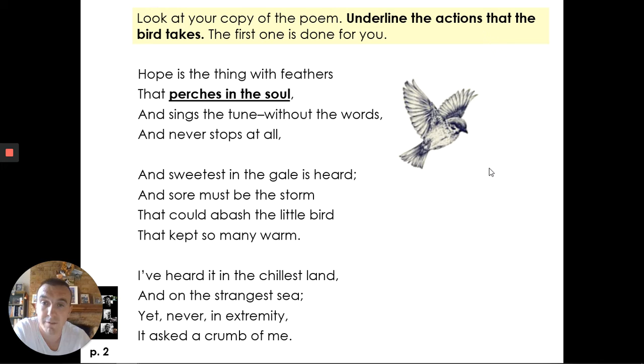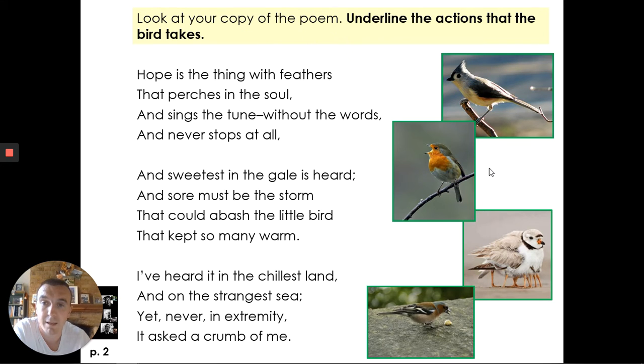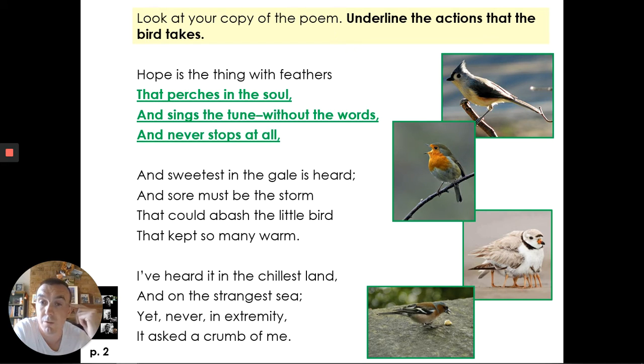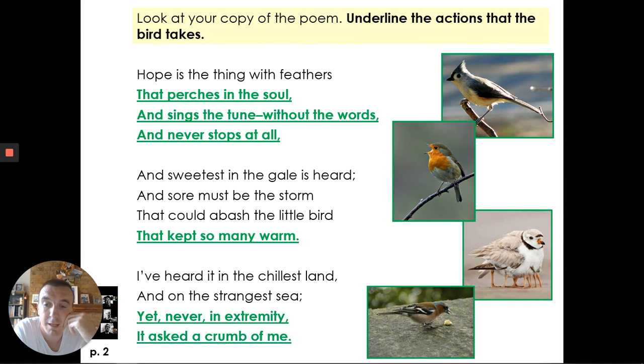Okay, so hopefully you've done that. If we've got perches in the soul, sings the tune without the words, so the bird is singing, never stops at all, never stops. Kept so many warm, the idea of the little bird keeping warm, yet never in extremity it asked a crumb of me. So never in the most extreme situation does it ask anything of me.